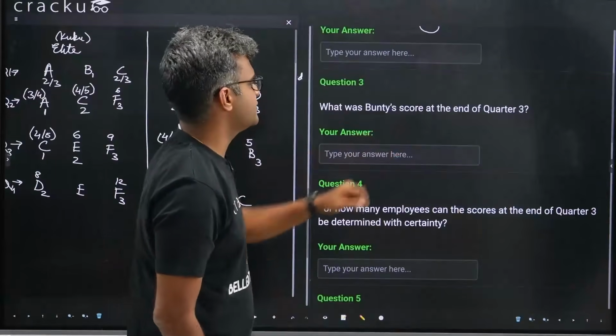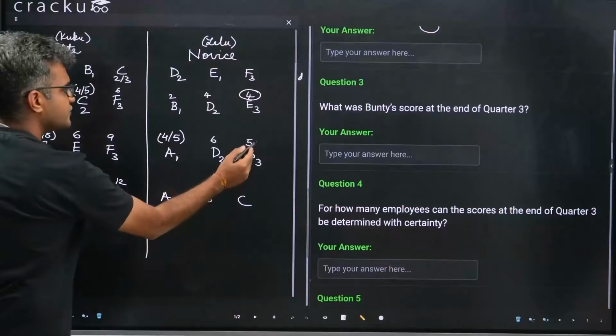What is Bunty's score at the end of Q3? Bunty's score at the end of Q3 is 5.